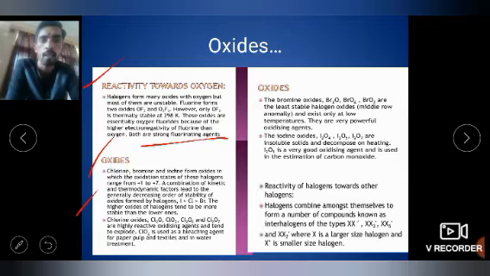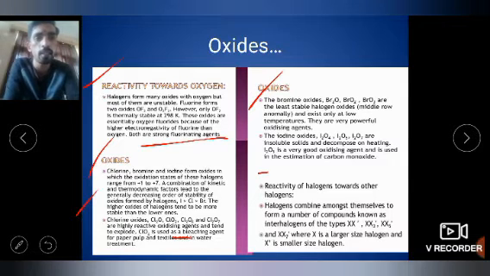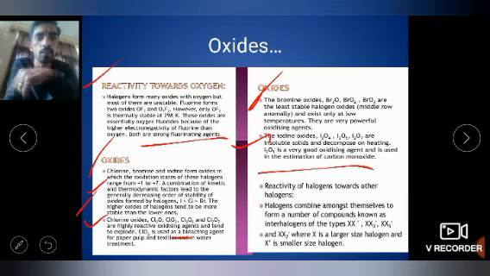It means iodine has the highest formation of oxides, then chlorine, then bromine. The higher oxides of halogens tend to be more stable than the lower ones. Chlorine oxides Cl2O, ClO2, Cl2O6, Cl2O7 are highly reactive oxidizing agents. Bromine is similar to chlorine. So you can see here, these are the oxides of iodine, these are the oxides of bromine, these are the oxides of chlorine, these are the oxides of fluorine.